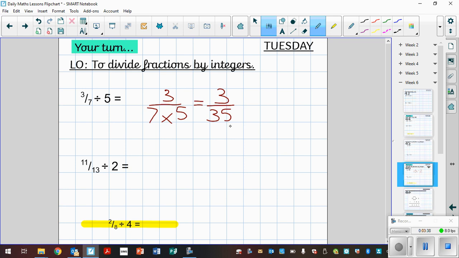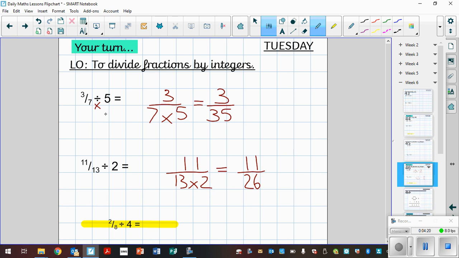11/13 divided by 2. The numerator stays the same. 11, 13 multiplied by 2. So our answer here is 11/26. Right? We can't simplify that. That's in its simplest form. Right? Now, what we need to remember here is when we're dividing a fraction by an integer or a whole number, that the denominator is multiplied by that integer. If you can remember that, actually, these types of questions are actually okay to do.